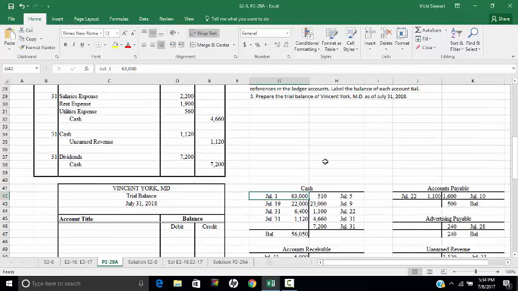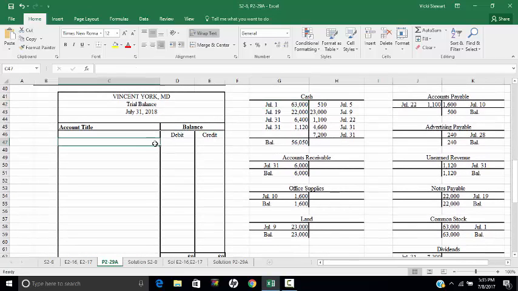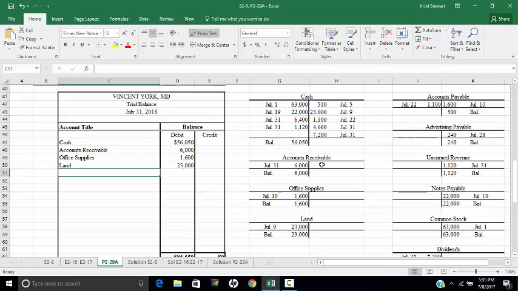And then the third part of the problem wants us to prepare a trial balance for Vincent York, MD, as of July 31st, 2018. So when we do our trial balance, we're going to just take the account balances, record them in the debit or the credit column, and make sure that our debits equal our credits. So our first account is going to be cash, which has a debit balance of $56,050. Accounts receivable would be the next account. It has a debit balance of $6,000. Office supplies debit balance $1,600, and land $23,000. So that was all of our assets.